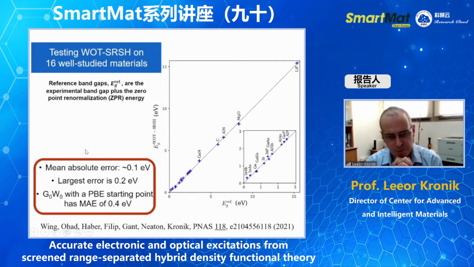And throughout all of this process, again, this is theory. We call this Wannier optimal tuning of a screened range separated hybrid, a lot of letters, but that's what it means. So this is theory, this is experiment. And as you can see, there's great agreement between theory and experiment throughout, with the largest error being only 0.2 electron volts and the mean error being 0.1 electron volts, which is again, not only as good as standard many body perturbation theory, but in fact better.